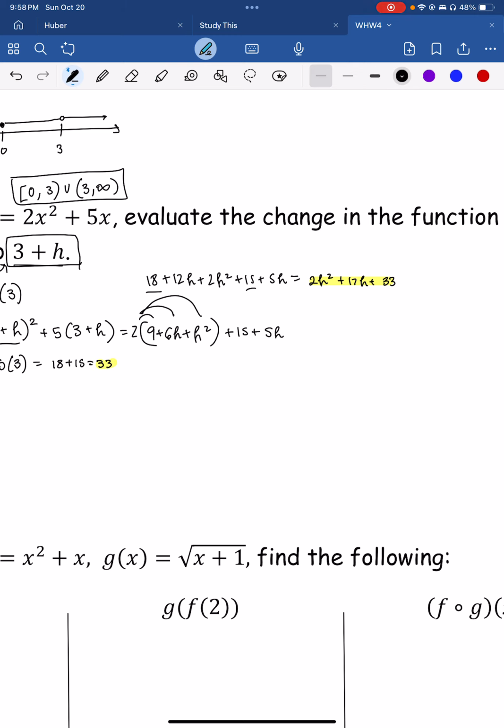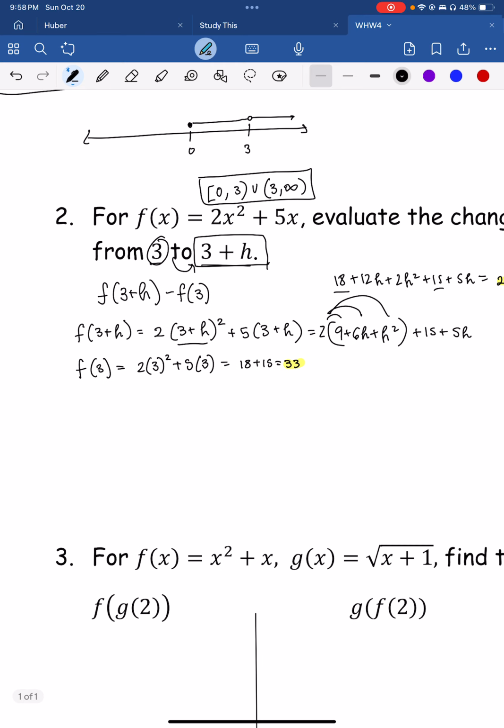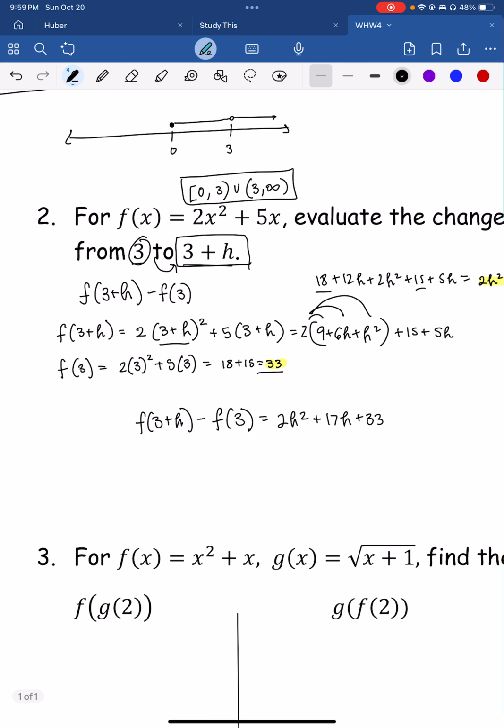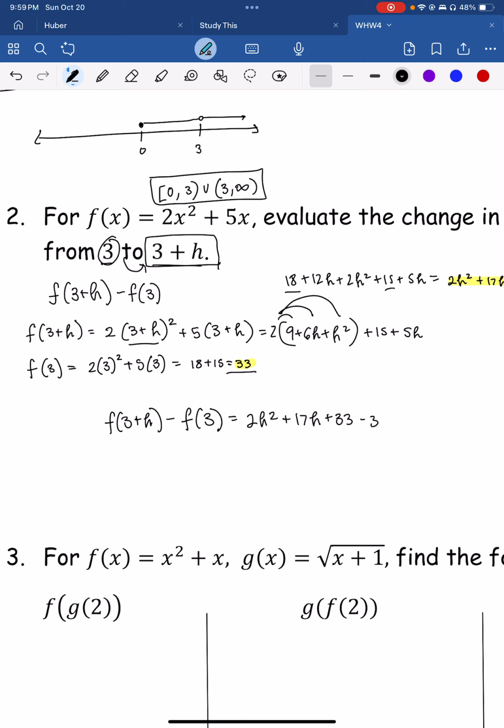And now all we have to do is solve for f of 3 plus h minus f of 3. So I transfer my equation: 2h squared plus 17h plus 33, and I have to remember it's a minus f of 3, so minus 33. So my answer should just be 2h squared plus 17h, and that is the difference, or the change.